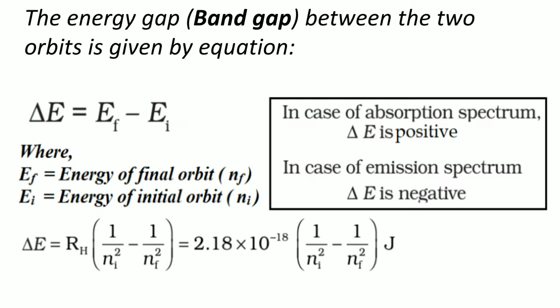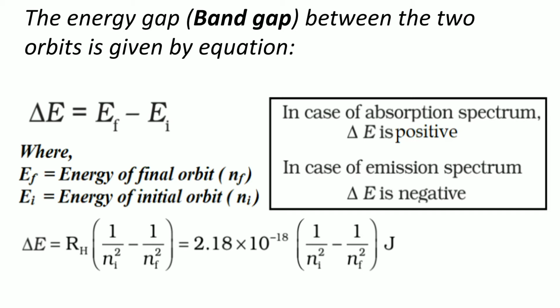So, the energy gap, that is the band gap between the two orbits, is given by this equation. Delta E, that is the energy difference, is equal to the energy of the final orbit minus energy of the initial orbit, EF minus EI. EF is the energy of the final orbit for the orbital NF, and EI is the energy of the initial orbit, that is NI. In case of absorption spectrum, delta E is positive, but in case of emission spectrum, the delta E is negative.